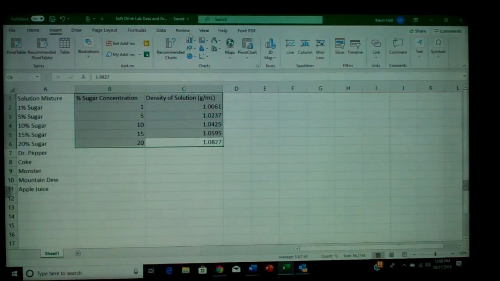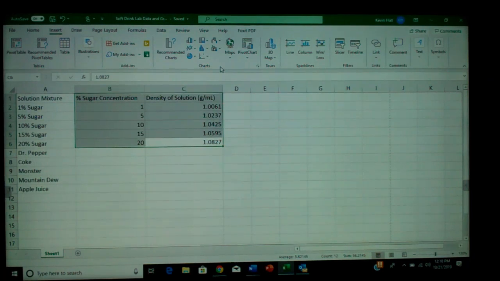Over here in this area, you see where it says Charts? Now think about what you're ultimately looking for here. What we're trying to find is a relationship between percent sugar concentration and the density of those solutions. And we're going to try and get a formula from it so that we can use that to work backwards from getting the density to find the percent sugar concentration of our soft drinks. And that might have confused you, because that was a whole lot of things you probably never heard of before. So let me show you what we're doing.